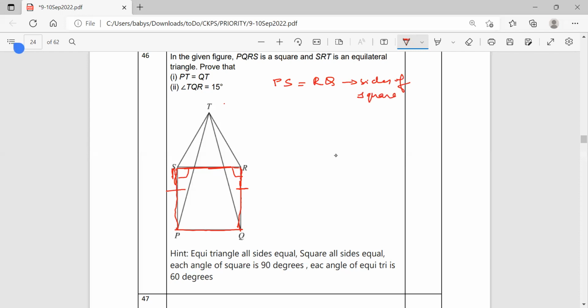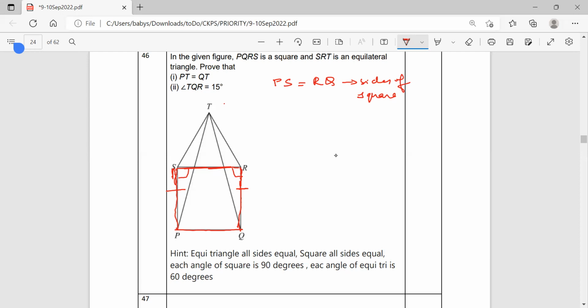Moving on, this is 90, isn't it? That's angle RSP is 90. Angle SRQ is also 90 degrees because angles of a square. So we have to show that PT is equal to QT. That's when PT is equal to QT means we have to talk about two triangles. Which two triangles? I'll tell you.